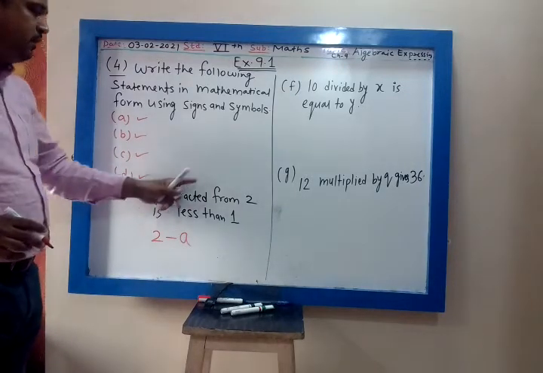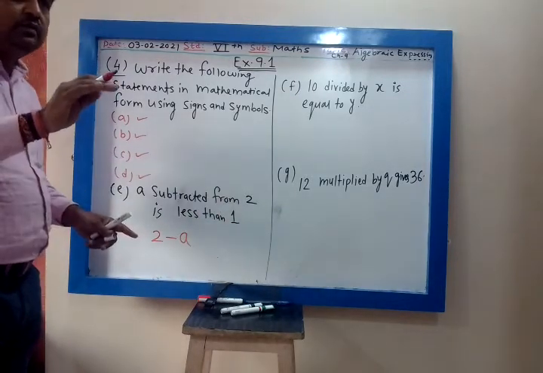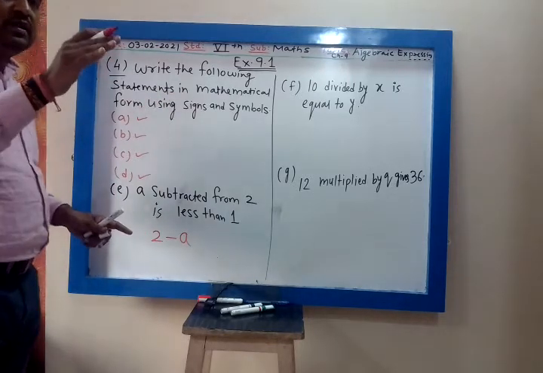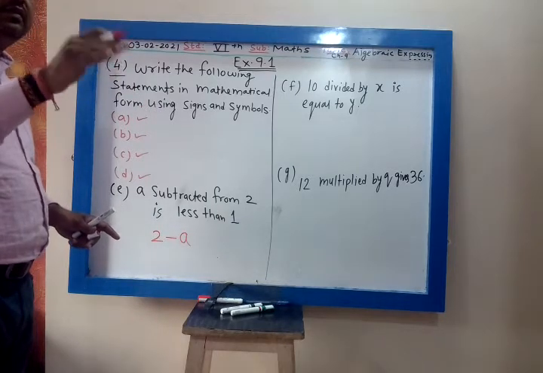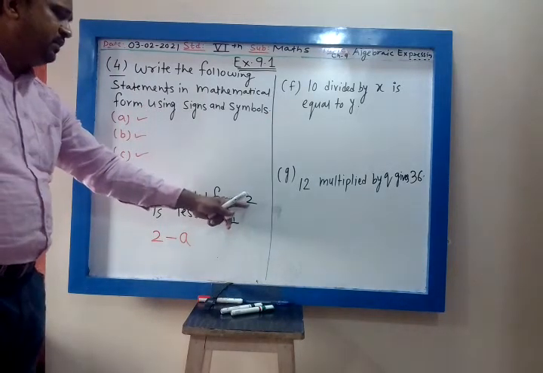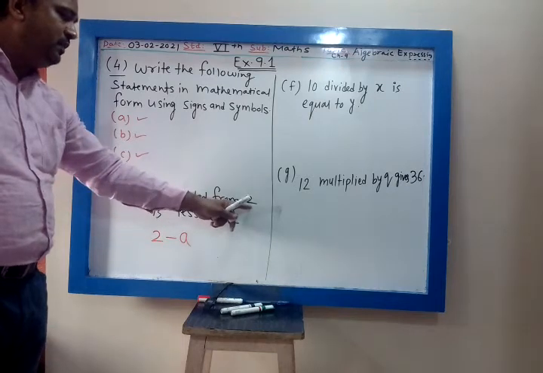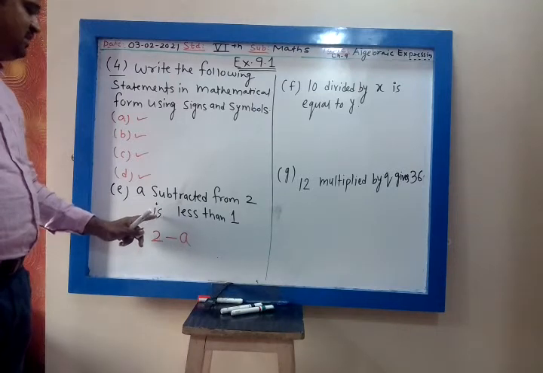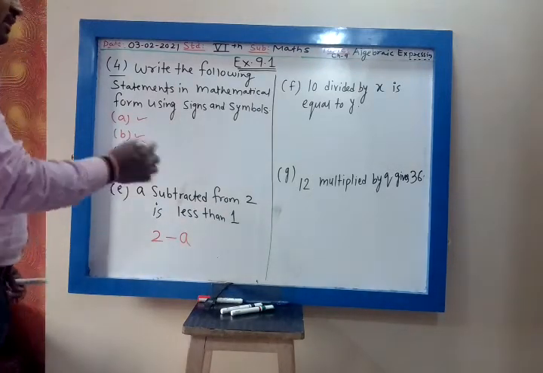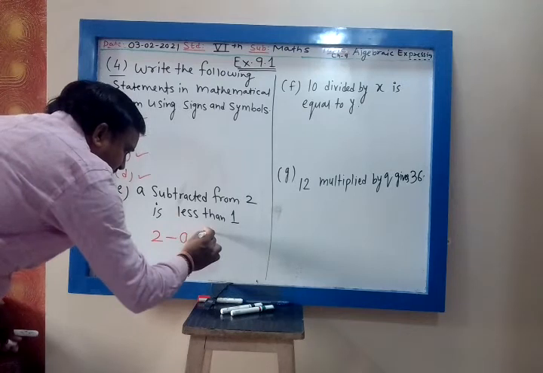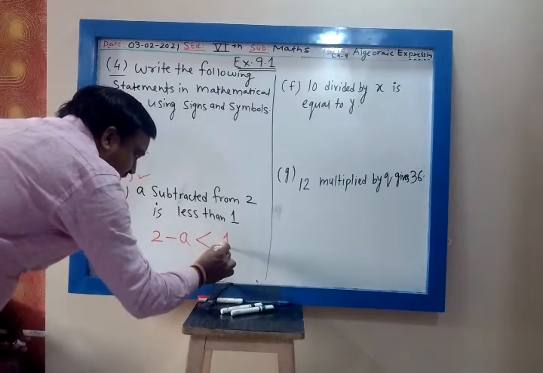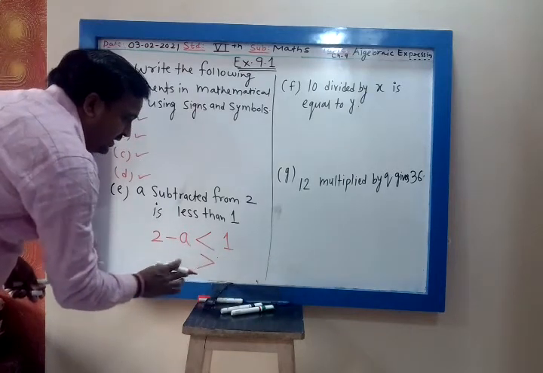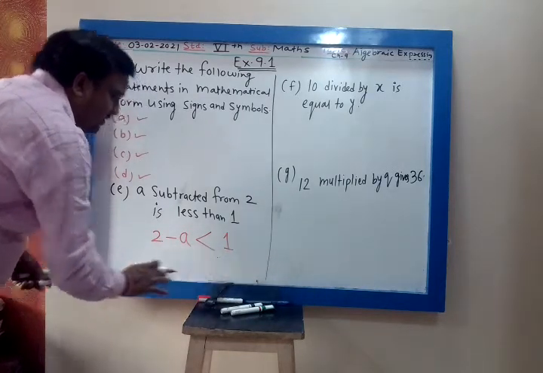A subtracted from 2, or from 2 subtract A. So whichever number is after from, that we write first. After from it is 2. So I will write 2. Subtracted means minus A is less than 1. Less than means this side. If you write this way, then it will be greater than. But it is less than 1.